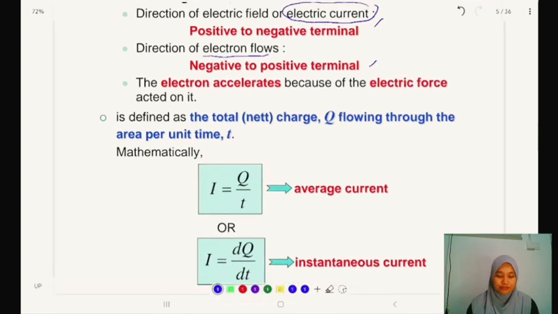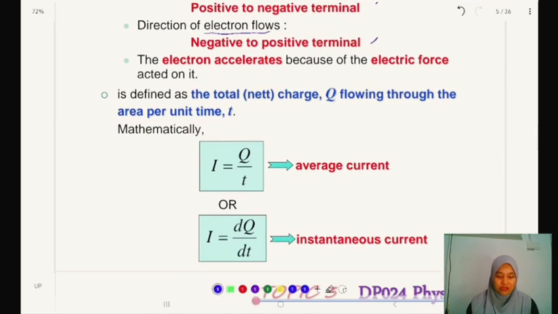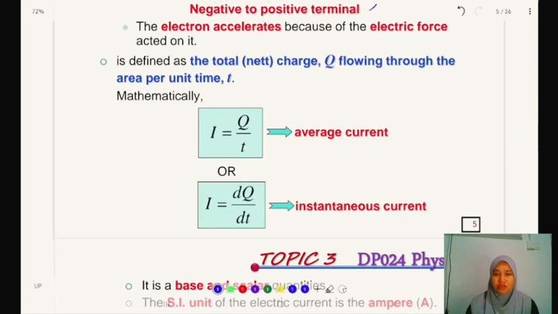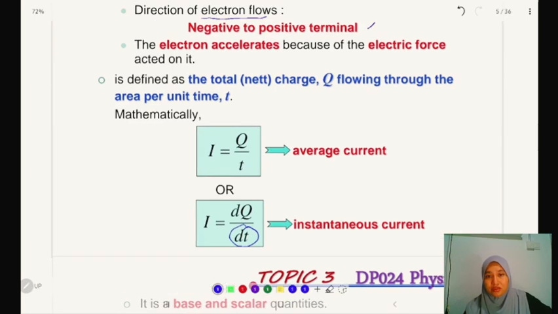Okay, definition of I, current, is a total charge per unit time, or rate of change of charge, dQ over dt. So when there is dt, it is a rate. So rate of change of electric charge. Q is charge.